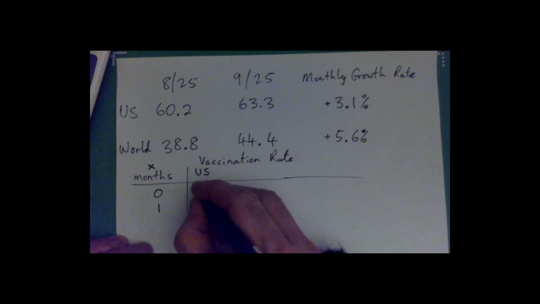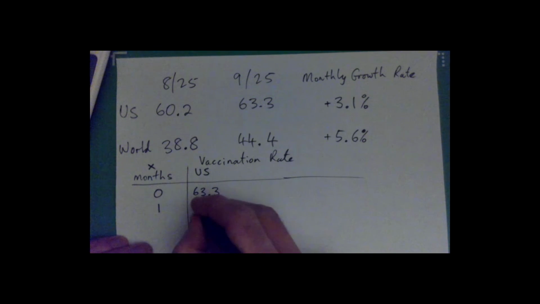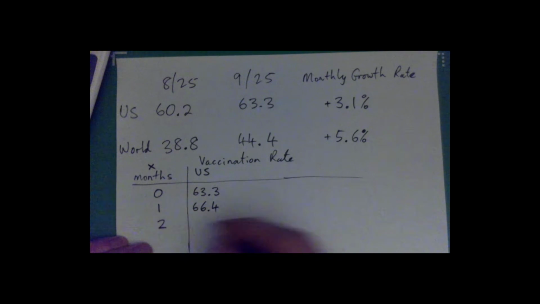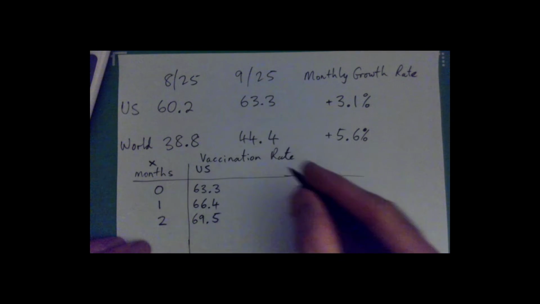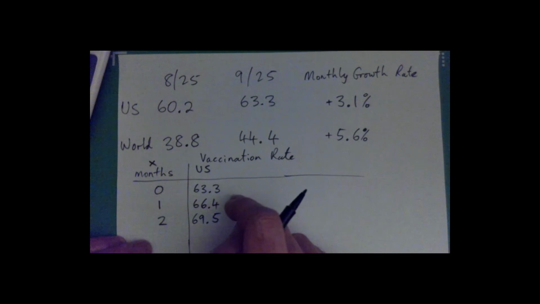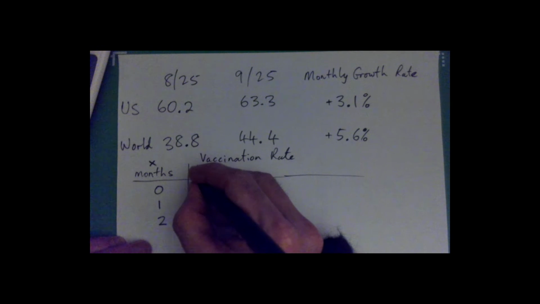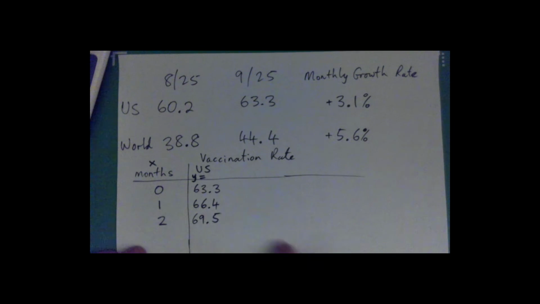But the US is beginning at 63.3, isn't it? And if I add 3.1, I get to 66.4 and so on. And after 2 months, I add on another one of these and I get to 69.5. So this is increasing by the same amount, 3.1% each time. It's a linear function, right? So press pause on the video, anybody watching from home, and I want you to write a linear equation for the vaccination rate in the US.